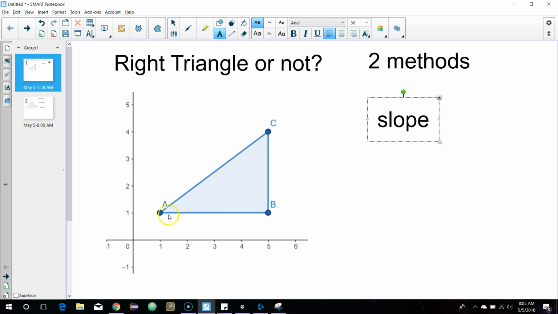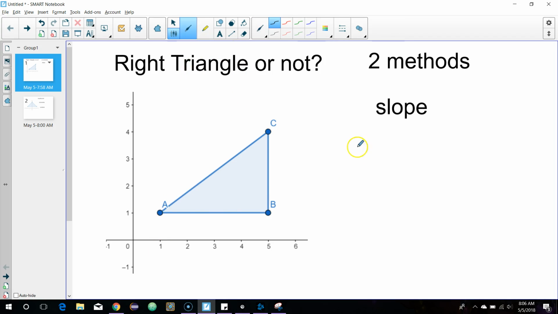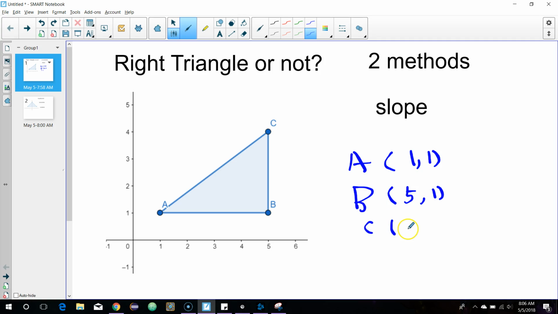So let's try this and see if it's 90 degrees or not. It does look like it, and let's see if that's the case. Let's change it to another color. Let's not have it that messy. So A is (1, 1). Always write down those coordinates. B is (5, 1). C is (5, 4), isn't it? So you have these 3 coordinates.